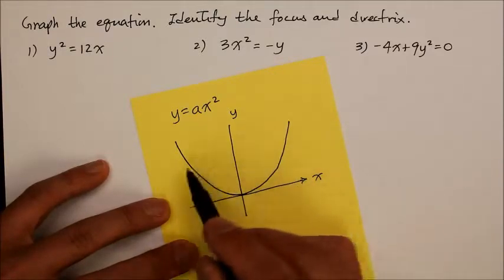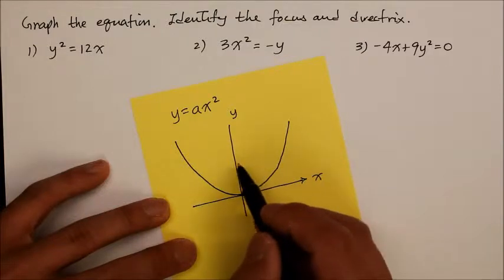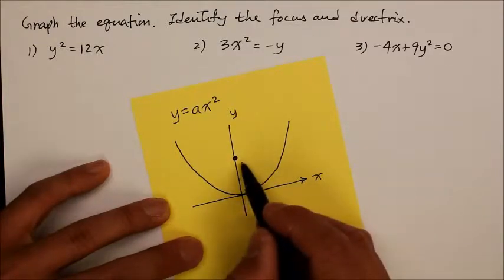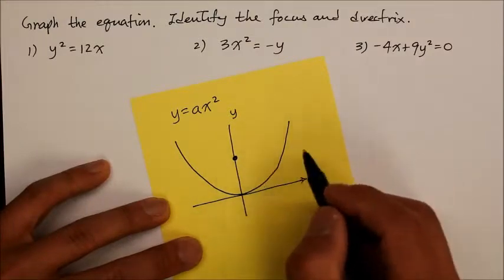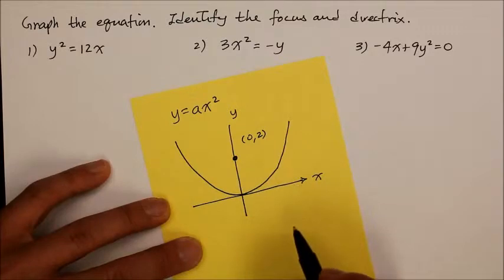Anytime we have a parabola, there will exist a focus. Let's randomly just call this point right here the focus. And let's just give it a number. Let's say this is coordinate 0 and 2. X is 0 and y is 2.